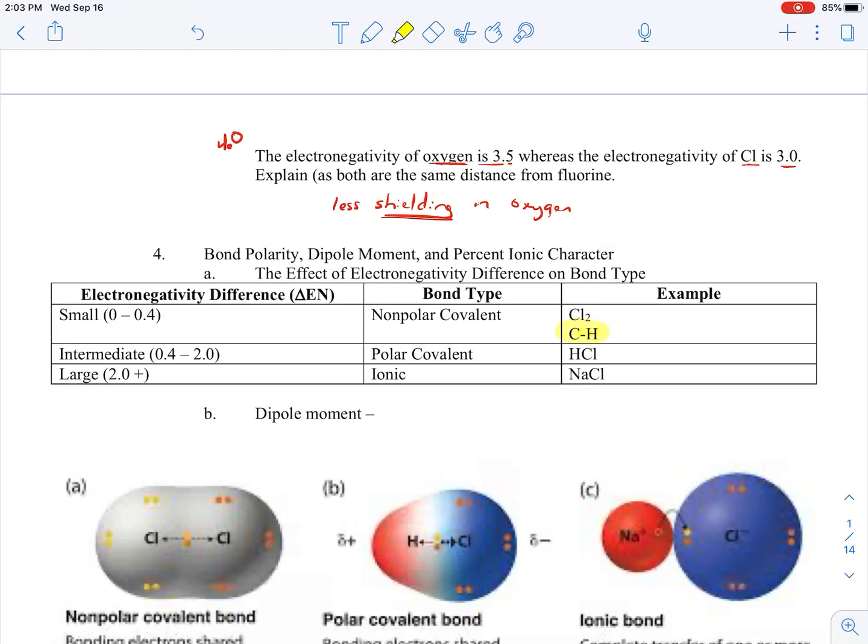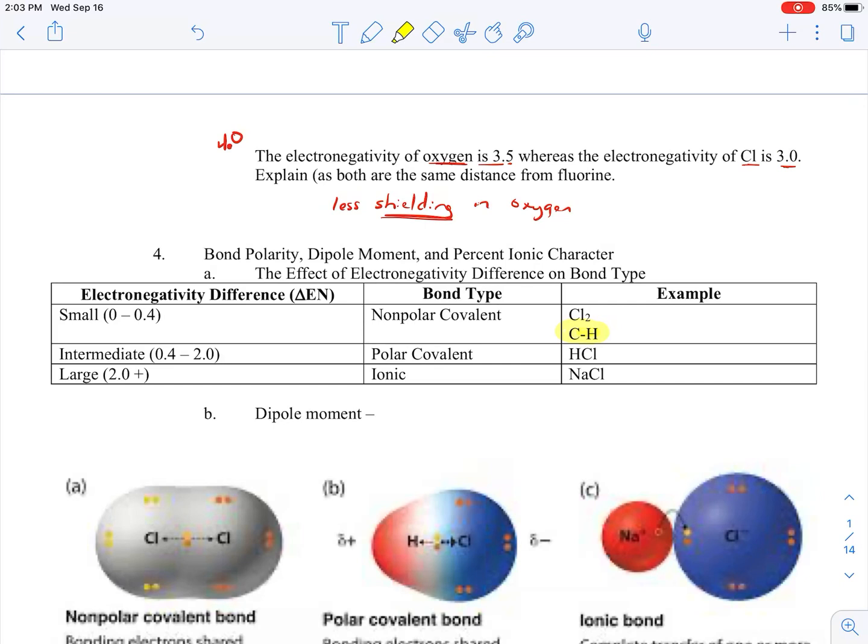All right. Then in the middle, we have a difference of 0.4 to 2.0. We call these polar covalent bonds. These are where the electrons are not shared equally, and we're going to see that in a picture below. But an example of that is HCl. Then we have a large difference, and that's where the electrons are completely transferred, such as NaCl.